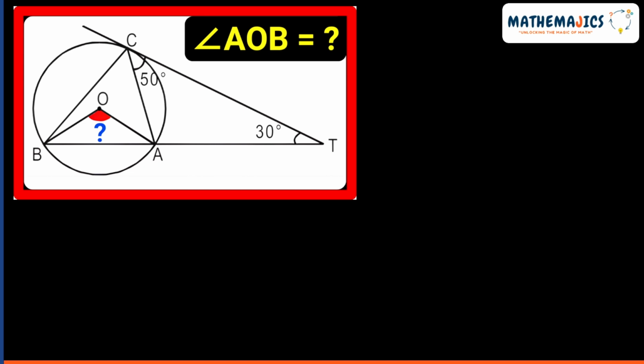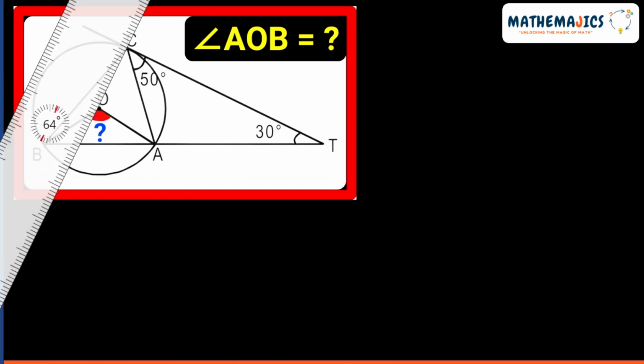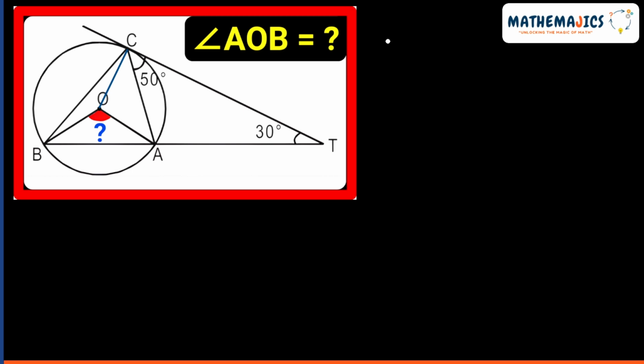According to my method, I'll be doing some construction. I'll be joining O and C. Let's see what happens if we join O and C. As we join O and C, OC becomes the radius. OC becomes the radius of the circle. Correct? And as we know that PC is a tangent.